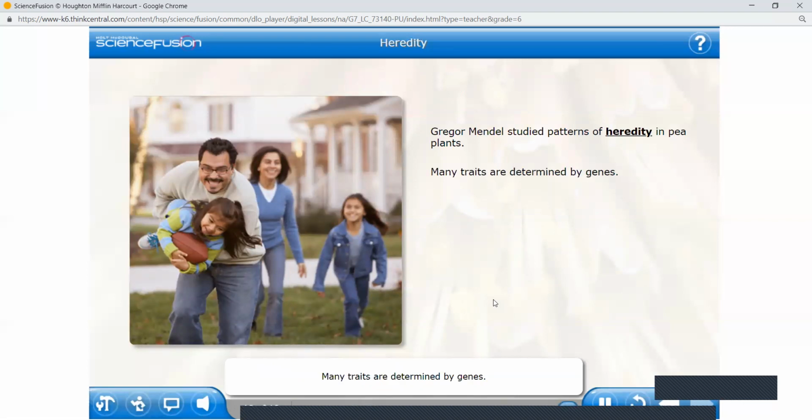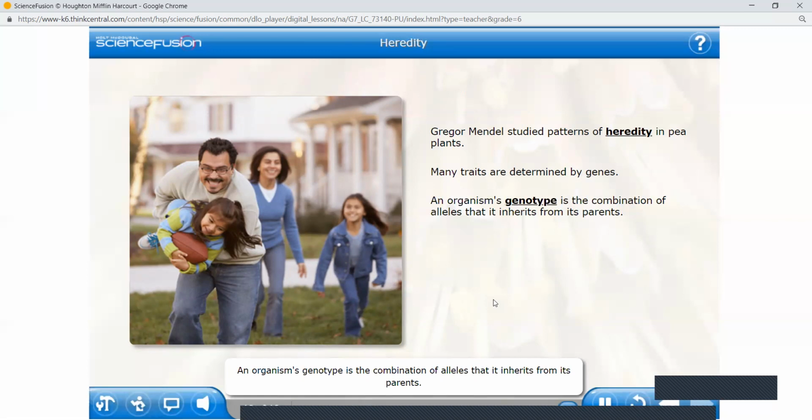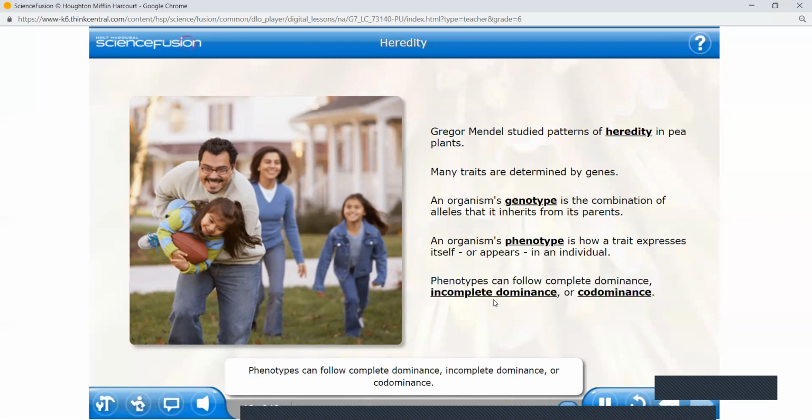Many traits are determined by genes. Some of the differences we see in a trait come from different versions of a gene, or alleles. An organism's genotype is the combination of alleles that it inherits from its parents. An organism's phenotype is how a trait expresses itself or appears in an individual. Phenotypes can follow complete dominance, incomplete dominance, or codominance.